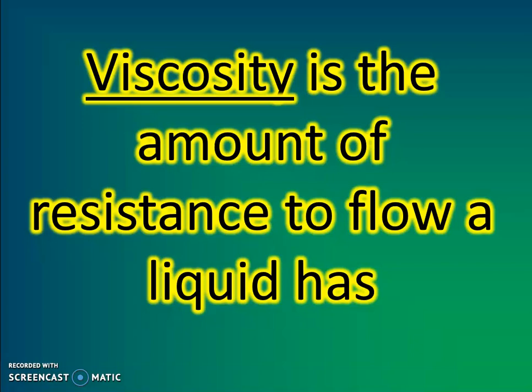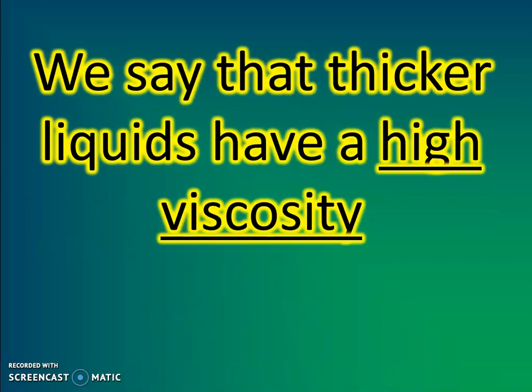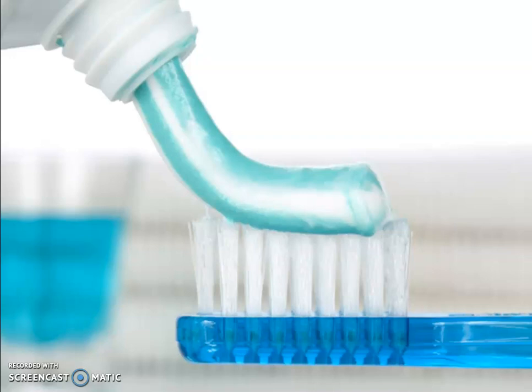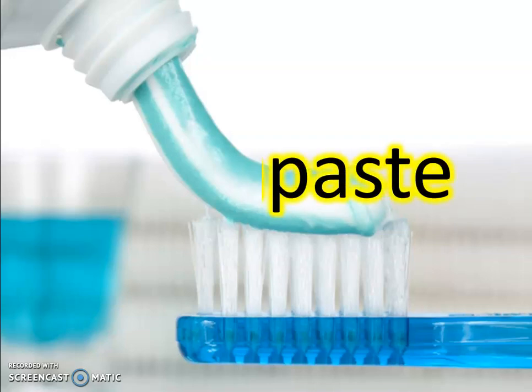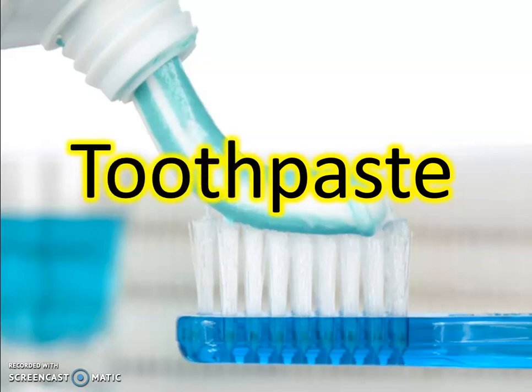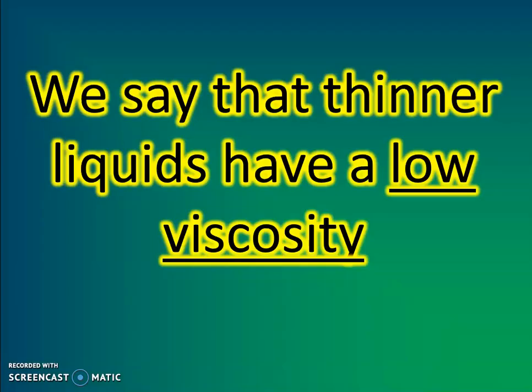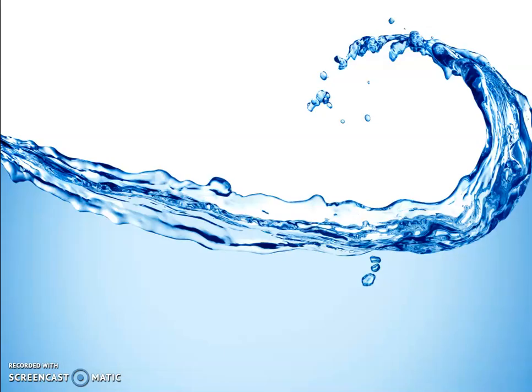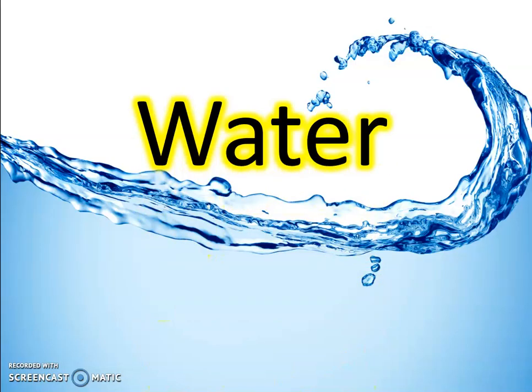So if we have a thicker liquid, we say it has a very high viscosity, and that would be an example of something like honey, or something like toothpaste. So those are very highly viscous liquids. Now on the opposite end of that, we have what we call a low viscosity, which means it's flowing very well. An example of that would be something like isopropyl rubbing alcohol, which flows very well, or water. Water has a very low viscosity.